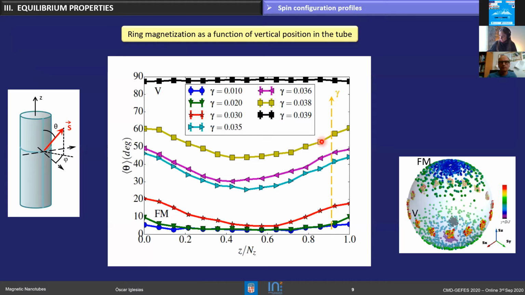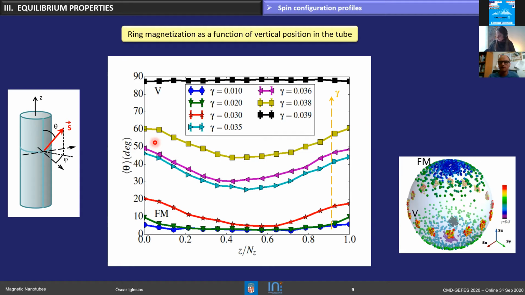So in order to better understand this, we can see here what's the angle that the spins form across the tube length as a function of the dipole interaction parameter. And we see that we go from ferromagnetic states, which have all spins aligned, to spins aligned at 90 degrees here, forming a complete perfect vortex. And in between, we see these helicoidal kind of structures characterized by intermediate values of the angle theta.